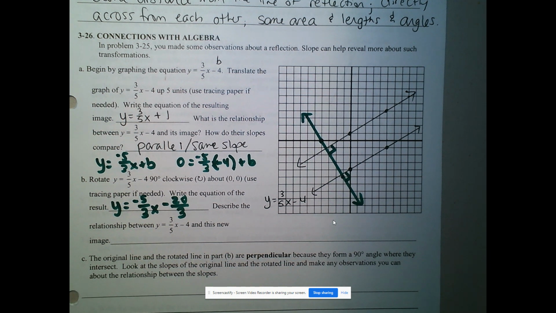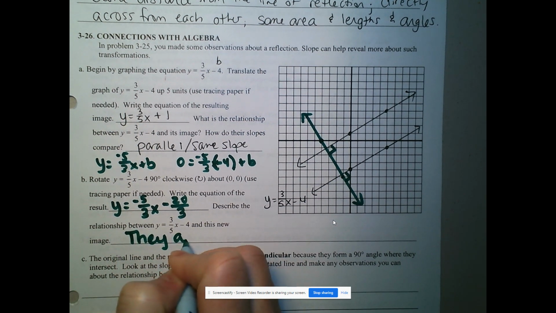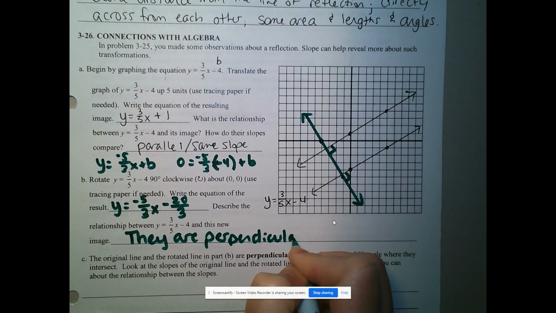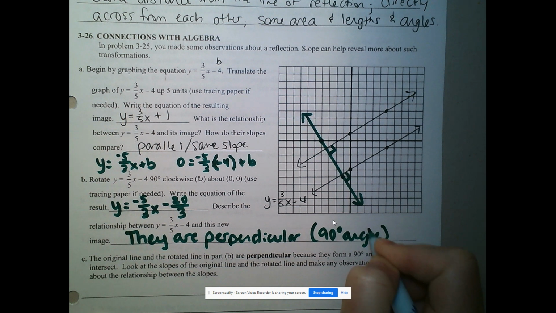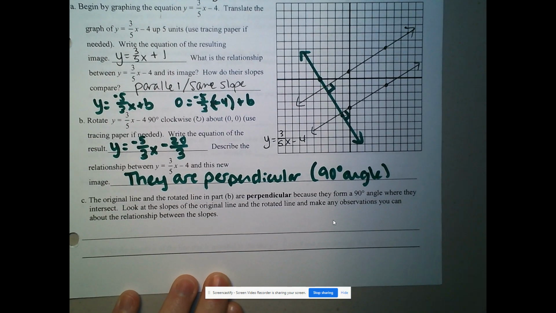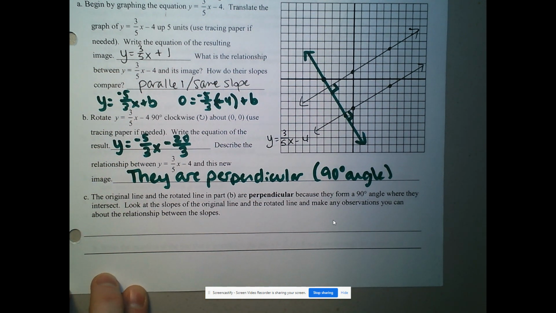So what's the description? What happens when you rotate it 90 degrees? You get lines that are perpendicular, meaning that they make a 90-degree angle to each other. The original line and the rotated line are perpendicular because they form a 90-degree angle where they intersect. Look at the slopes of the original line and the rotated line and make any observations you can.